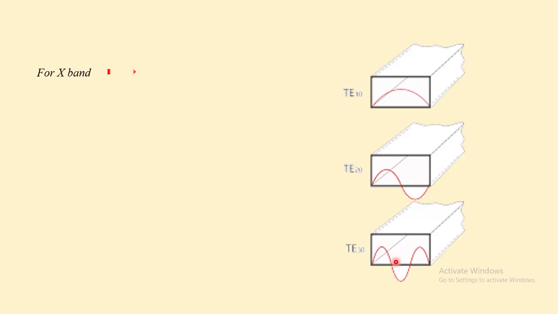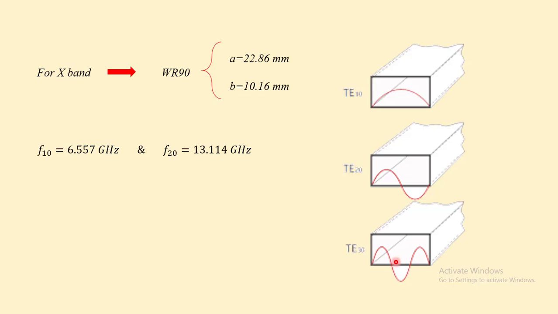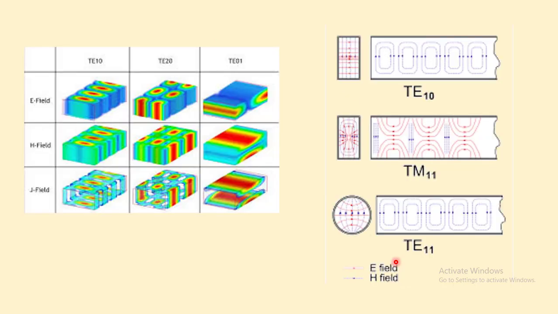Now, check a standard waveguide such as WR90. The dimensions are as shown here. Actually, the standard range for operation of the waveguide is between 125% of F10 and 189% of F10. So, the recommended operation frequency range for this waveguide is between 8.2 and 12.4 GHz.